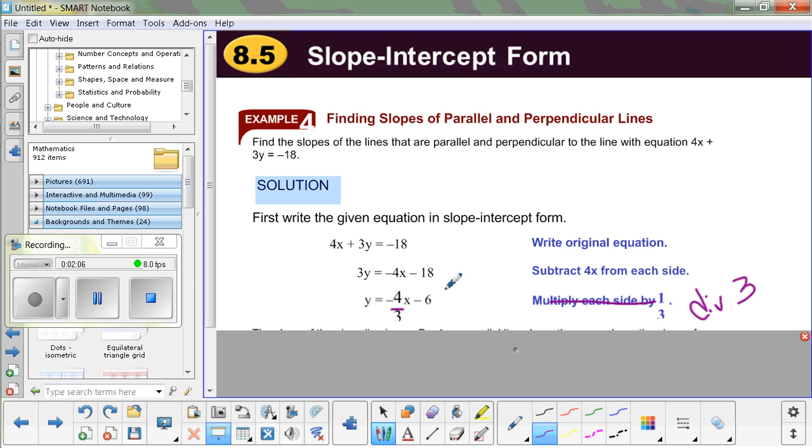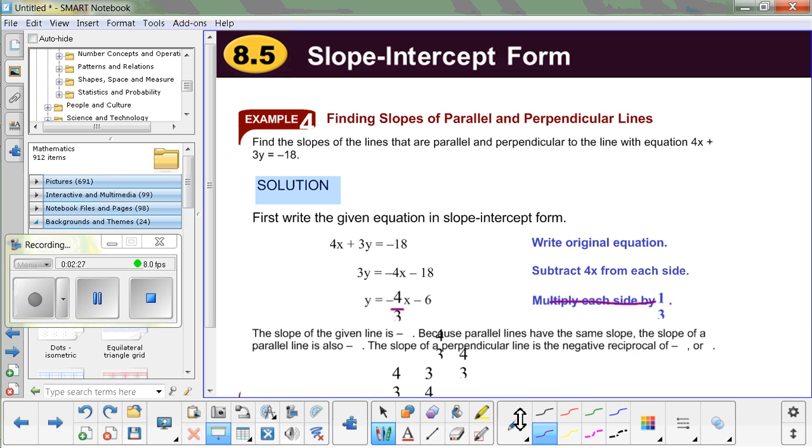So what is our y-intercept? Negative 6. And what is our slope? Negative 4/3. It means I go down 4 and 3 to the right. Down 4, 3 to the right. And this line is going to cross at negative 6. Okay, so let's continue looking. So the slope of the given line is negative 4/3, as we said, and the y-intercept is negative 6.